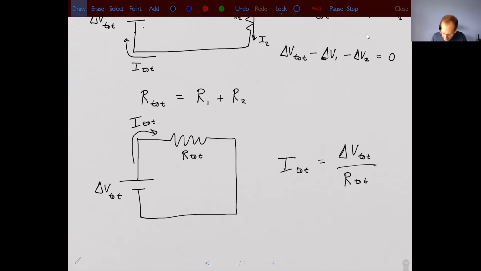Okay, the next type of circuit that we're going to study is something called a parallel circuit. So a parallel circuit looks like this.